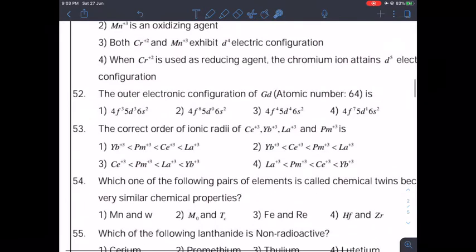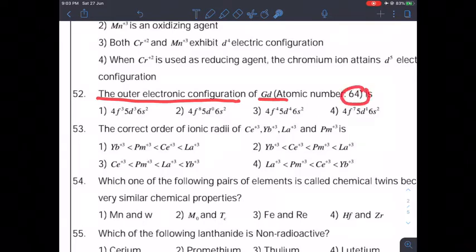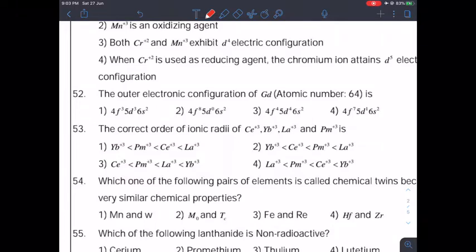So what does it say? The outer electronic configuration of gadolinium, Gd, whose atomic number is 64. As per the rule of electronic configuration, if you are following the Aufbau principle, then how should the order be? So Gd is equal to, let's talk about the noble gas term, xenon, whose atomic number is 54, and thereafter 10 electrons are left. So it should technically be filled in 4f. So the whole thing should be 4f10, 5d0 and 6s0.